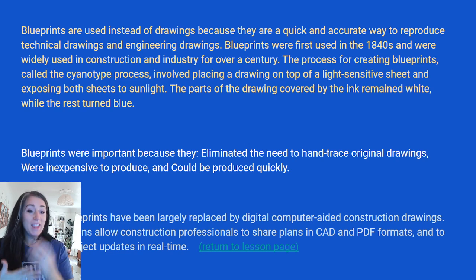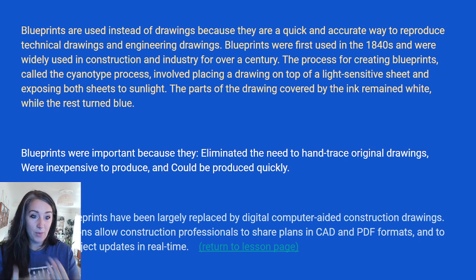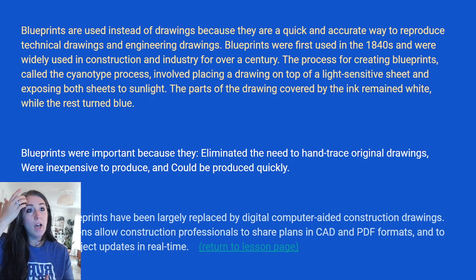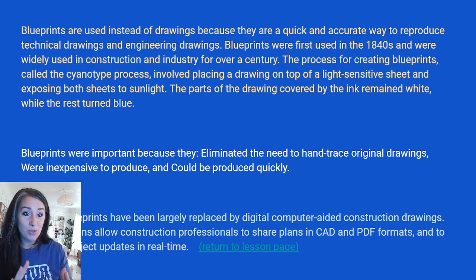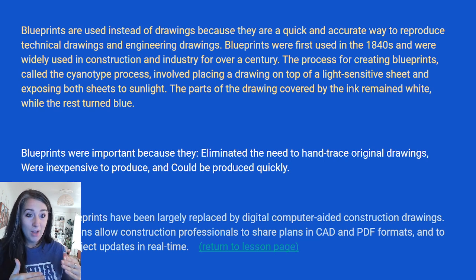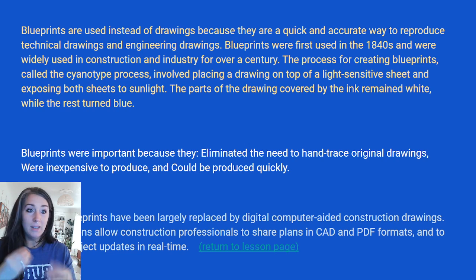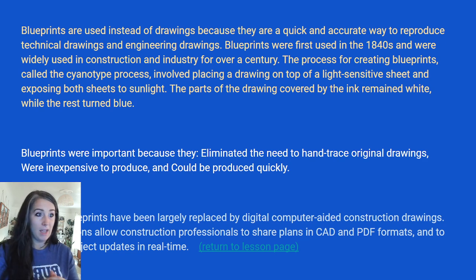Basically, think of them as a photocopier for before photocopiers existed. The first photocopier wasn't invented until 1938, and blueprints began back in the 1840s. So it gives us a good century or so that we can duplicate things quickly without having to redraw all of those little technical details and all those little measurements and things like that.